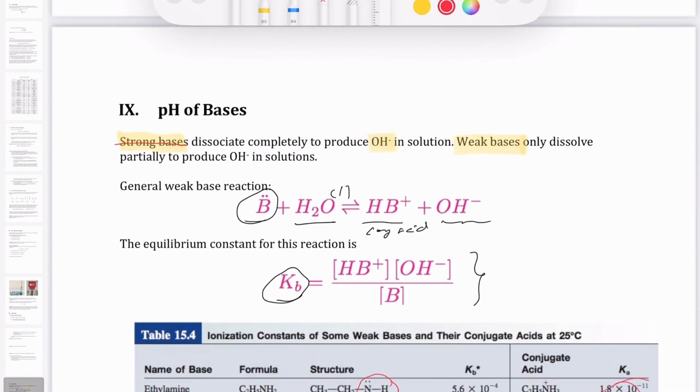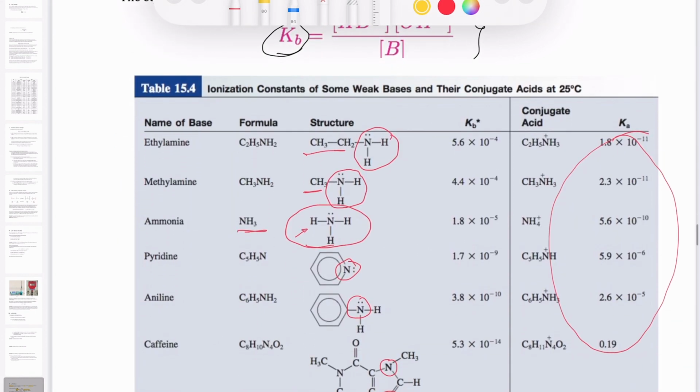So in other words, if I have a solution of a weak base like ammonia, for example, what I would see is the base itself, the ammonia itself. The ammonium and hydroxide is actually going to be a much smaller concentration. So that's something you need to keep in mind as you're visualizing these reactions.